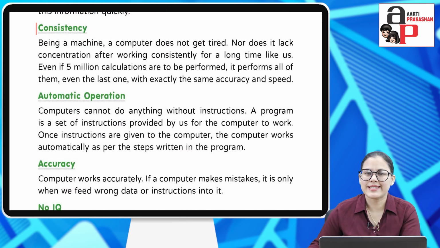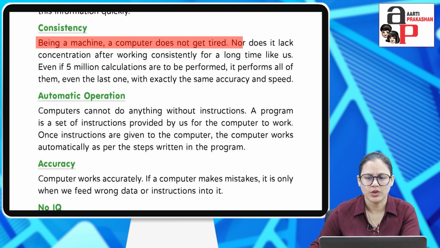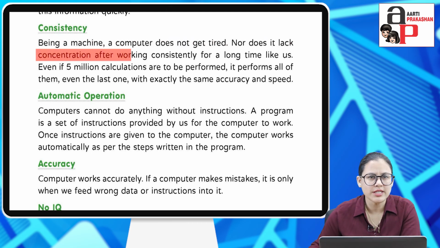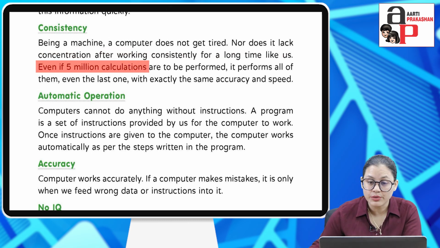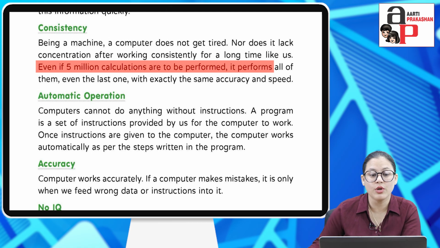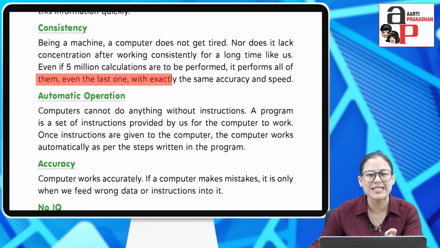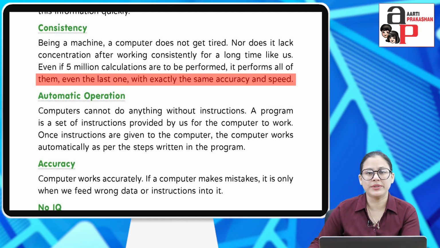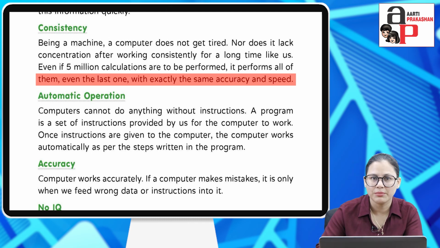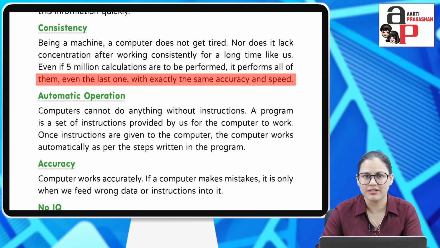Next, consistency. Being a machine, a computer does not get tired, nor does it lack concentration after working consistently for a long time like us. Even if 5 million calculations are to be performed, it performs all of them, even the last one, with exactly the same accuracy and speed. We know that computer is a machine, but unlike us, it doesn't get tired. If we are doing a work for a long period of time, we get tired, we get bored. But on the other hand, computer doesn't get tired, doesn't get bored.